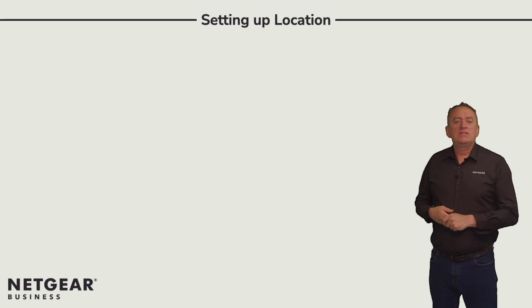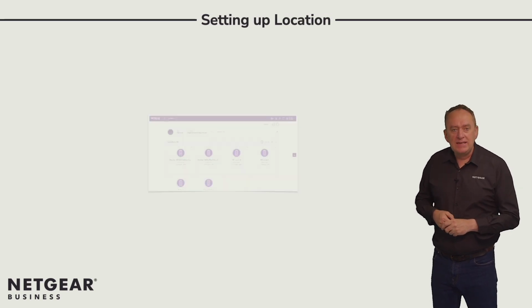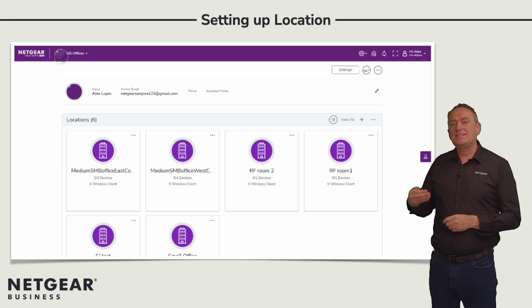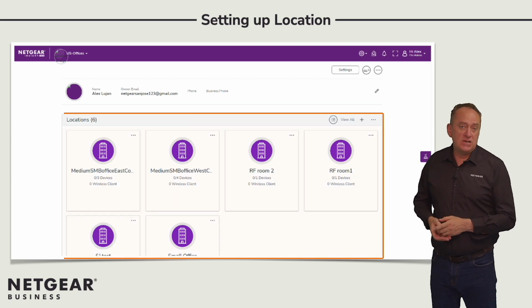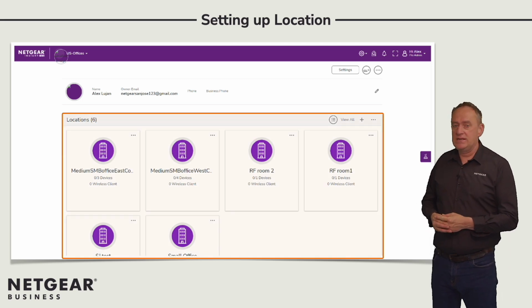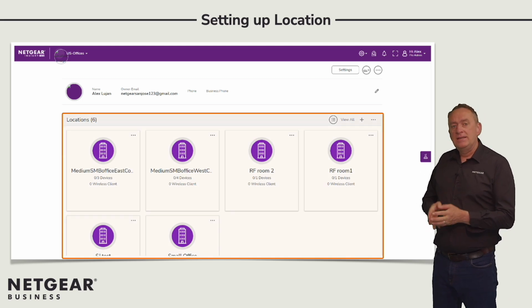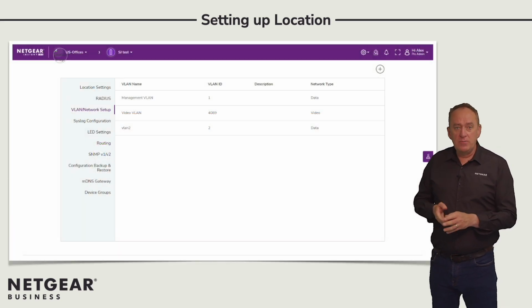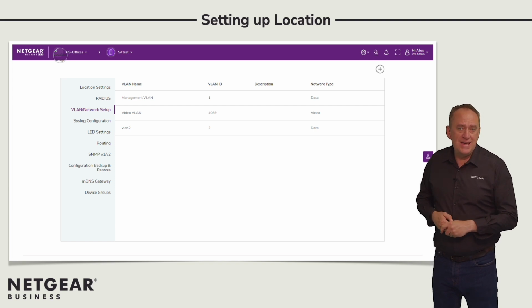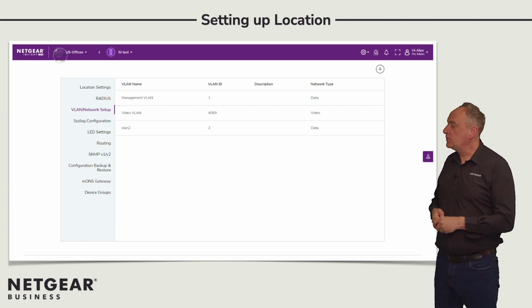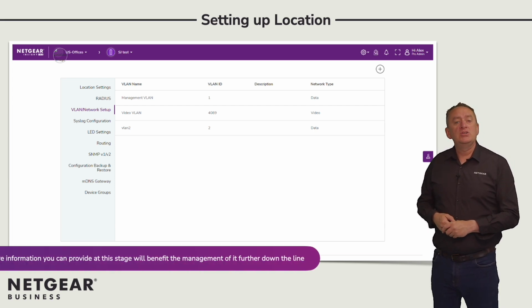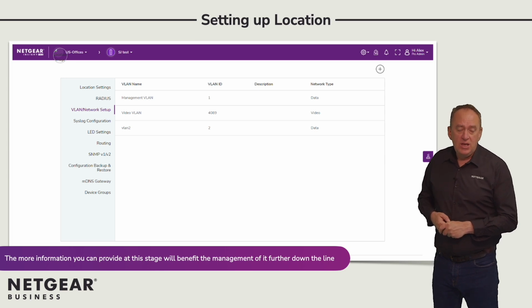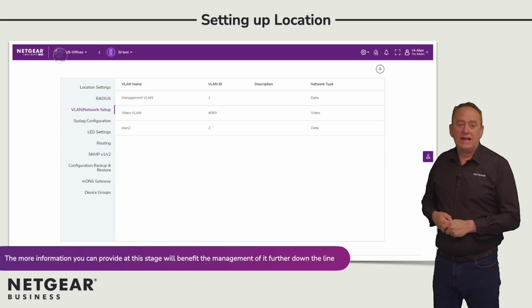Once the organization criteria has been set, it's time to move on to the next tier, which identifies the locations within a given organization. Add each location within the organization to begin with, before configuring each one by entering information such as the physical address and name of the location. Remember, the more information that you can provide at this stage will benefit the management of it further down the line.